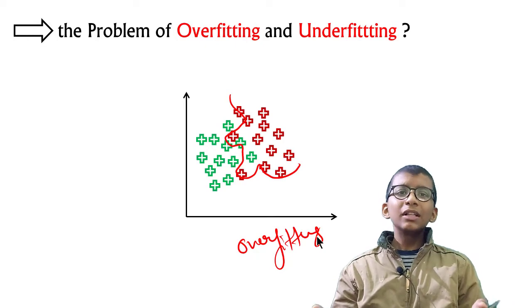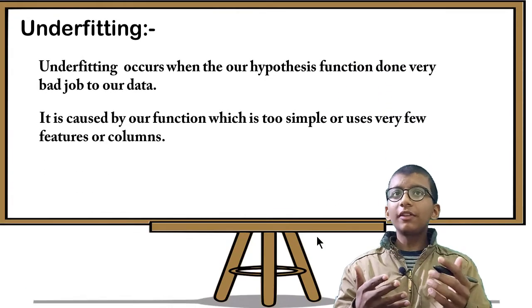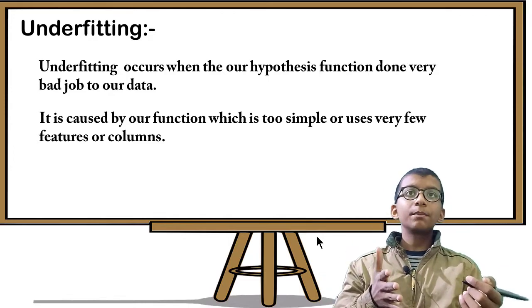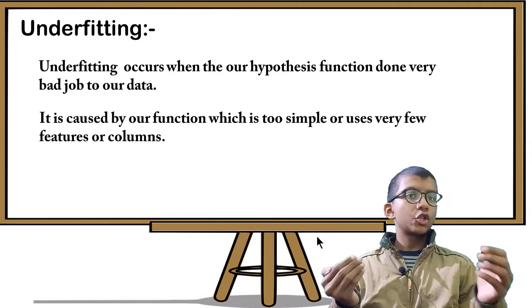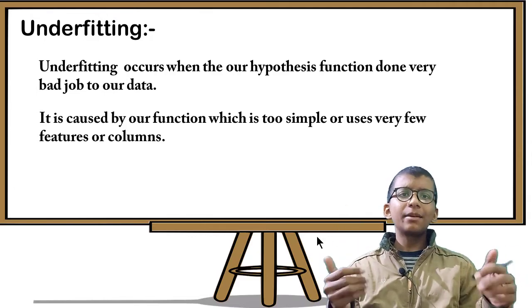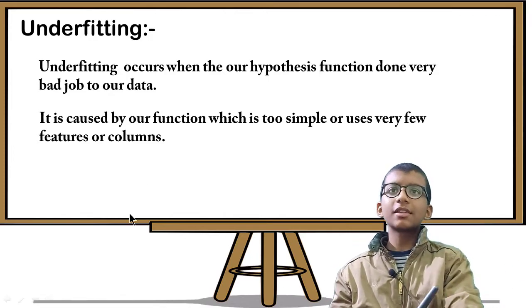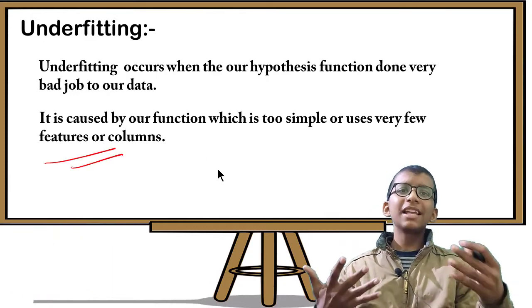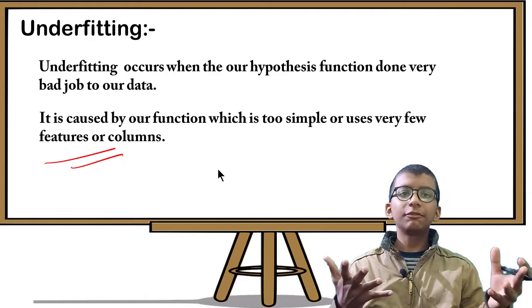Okay, now let's take a look at the actual definition of underfitting. Underfitting occurs when our hypothesis does a bad job on our data. So it's a very bad model. It is caused by features that are not complicated enough, a function that is very simple.